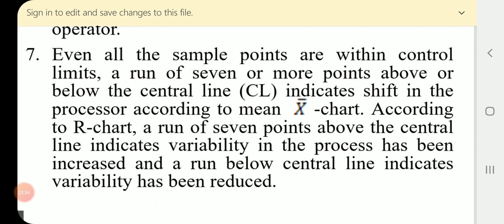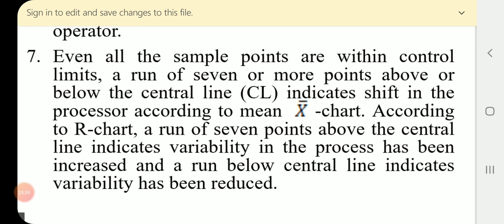If a run of 7 or more points falls above CL or below CL, according to XBar chart, it indicates a shift in the process. The process has shifted. According to R chart, a run of 7 or more points above the central line indicates the variability in the process has increased.